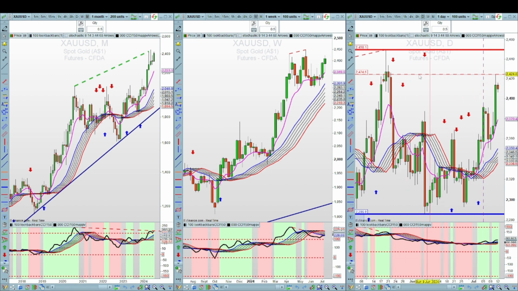Notice also on the daily here, it's hit this minor resistance at 24.24 and there's also this major resistance up here at 24.50, and it's actually bouncing down from there. So we may see a bit of a retrace to the downside. But having said that, we only trade in the direction of the higher time frame. So if you're trading on the daily, for example, we only take bearish trades.